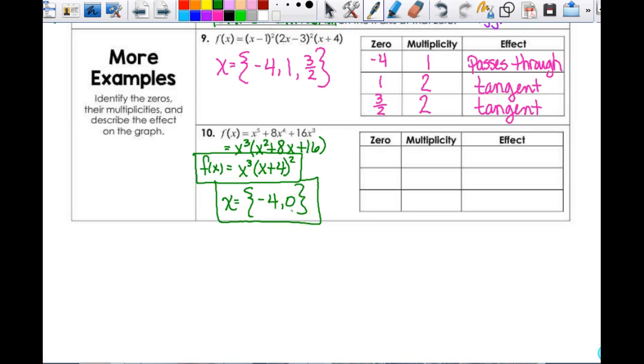So my zeros are negative 4 and 0. There's not a third one, so that third line is going to be blank, and that's fine. So the negative 4 has a multiplicity of 2. The 0 has a multiplicity of 3. The even multiplicity gives me a bounce or a point of tangency, so it is tangent to the axis. And here, since it's odd, it still passes through, but it passes through at a wiggle, which we call the point of inflection.